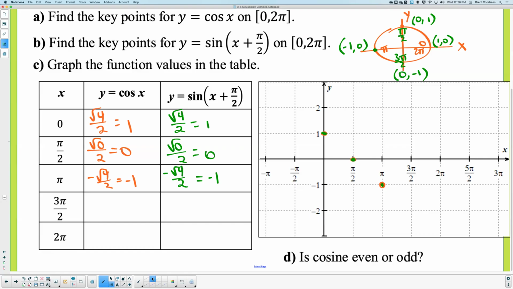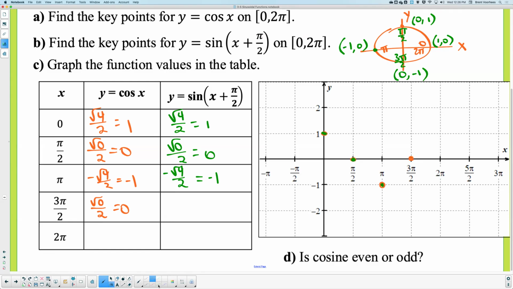3 pi over 2. Which finger is 3 pi over 2? Thumb gave it away. Flip your hand. How many x fingers do you have at 3 pi over 2? 0. So it's the square root of 0 divided by 2, which equals 0. At 3 pi over 2, we should be at 0. Now you can fully tell what this wave is going to look like.